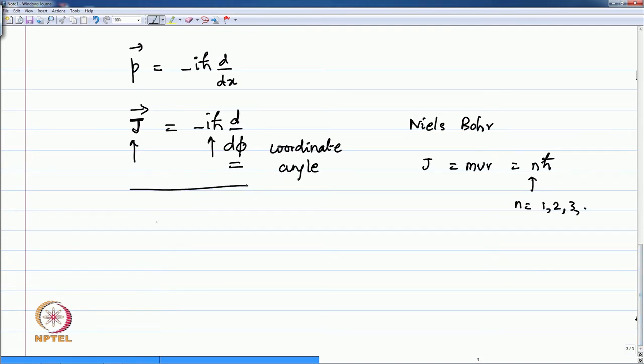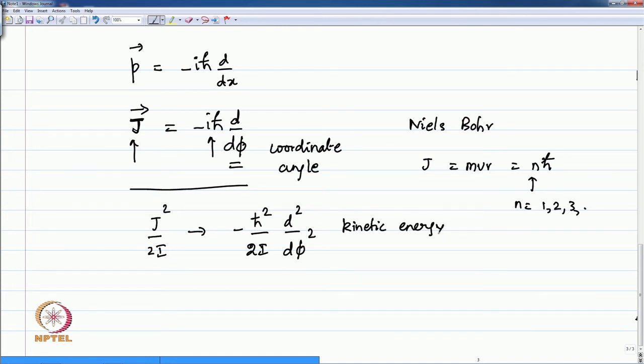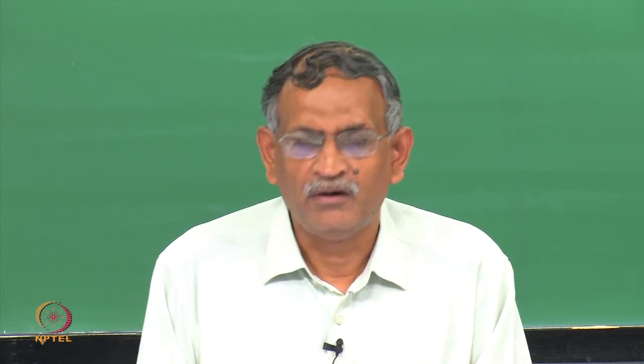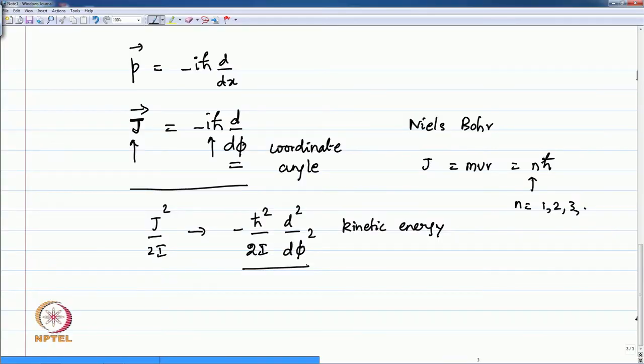This is the angular momentum operator, and therefore j square by 2I becomes the operator minus h bar square by 2I d square by d phi square. This is the operator for kinetic energy, and we shall assume that we are taking the particle moving or being fixed in a circle of radius r. The r does not change. Let us assume that, because if that is fixed, then the potential energy due to that radius is a constant, and we can ignore that in this simple exercise on the particle on a ring, and we shall only worry about the kinetic energy operator.